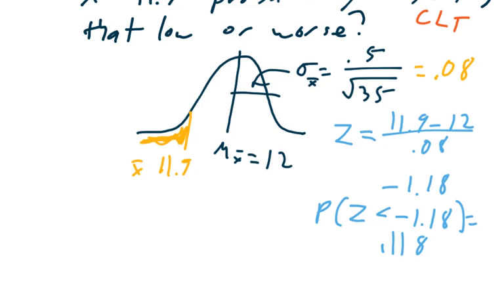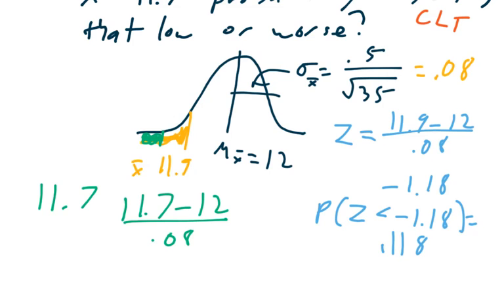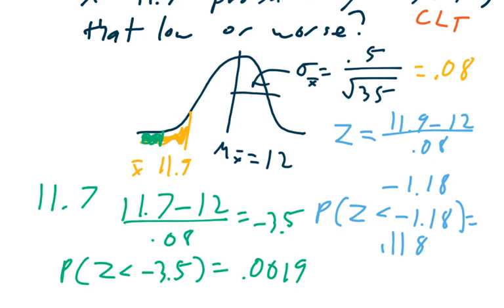Let's say instead of 11.9, it was 11.7. So that's even further out. And if we got a sample mean of 11.7, then the z-score would be negative 3.5. And the probability z is less than negative 3.5 equals 0.0019. Actually 0.00019. And so this means that I'm pretty sure that they're cheating us.